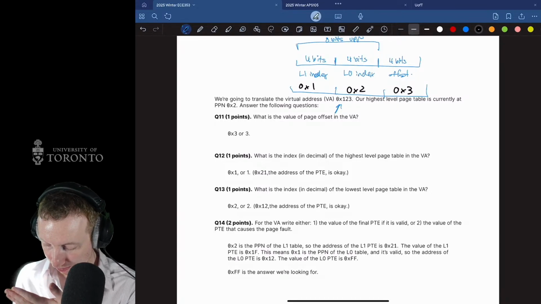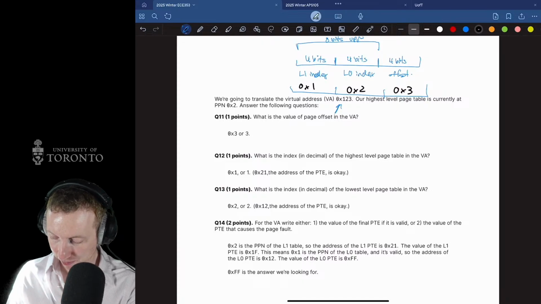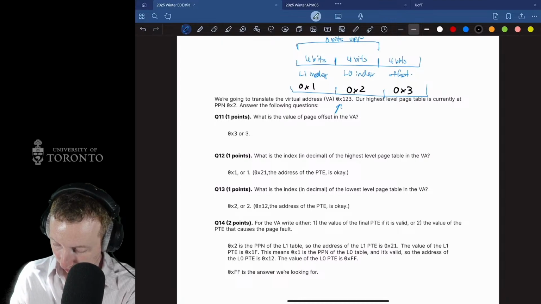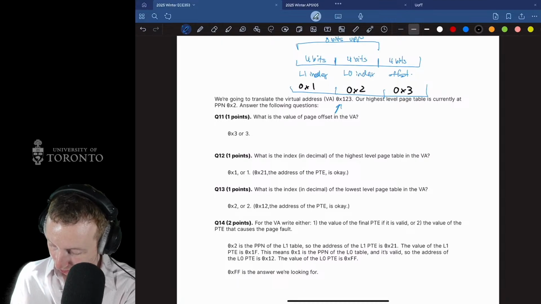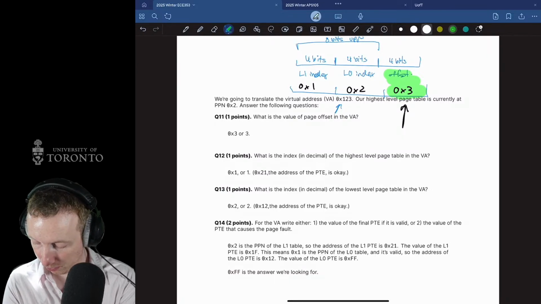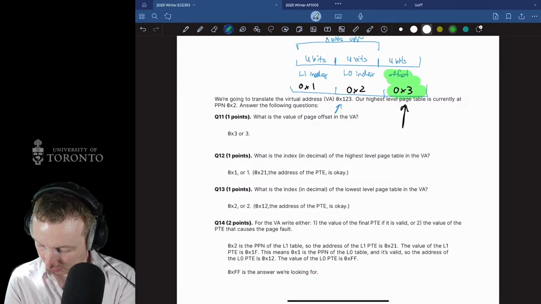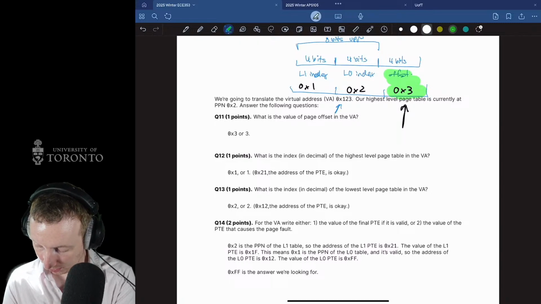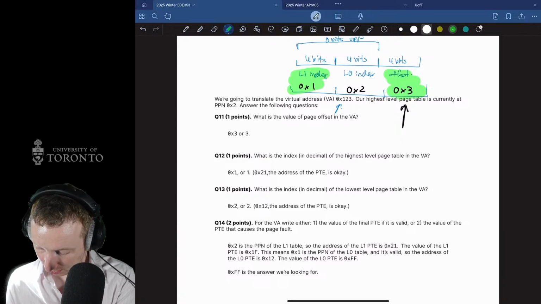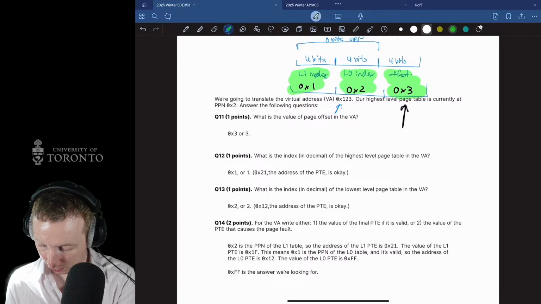So this is basically asking you to just put them in each category, right? So in this case, the offset, boom, we have it, because the offset is this, like we said before. So this is the offset that we're actually using for this virtual address. So it's offset 3. Next one just says what's the index of the highest level page table. So the highest level is L1, so that'd be this one. And then the lowest level, which is L0, would be this one. So it's just that.